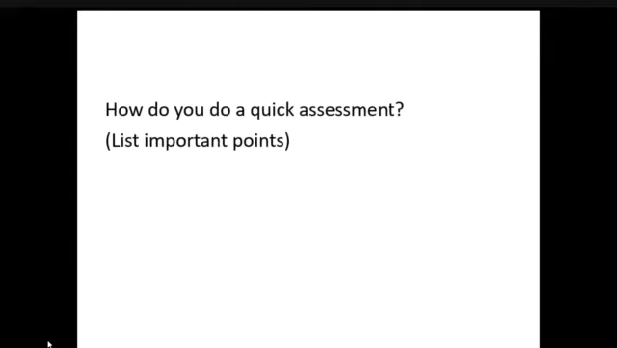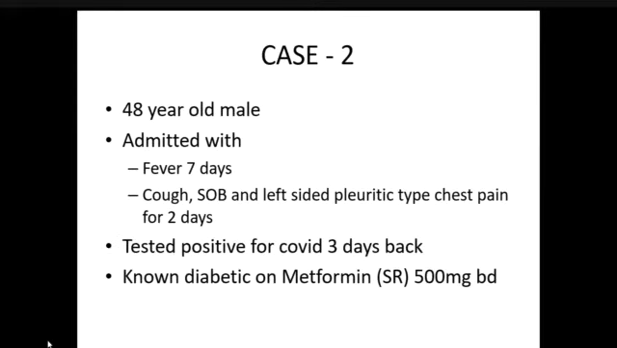So how do you do a quick assessment? Right? So what are the important points here? As we mentioned earlier, this patient, of course, is a diabetic, so he is having some risk factors. And in addition, he has symptoms for 7 days. Usually what we see, they develop pneumonia in the second week. Now with this Delta variant, you can see around day 5, 6 also patients developing pneumonia, but usually it's the 7th day, 8th day, 9th day, you can see the patients becoming critical with COVID pneumonia.